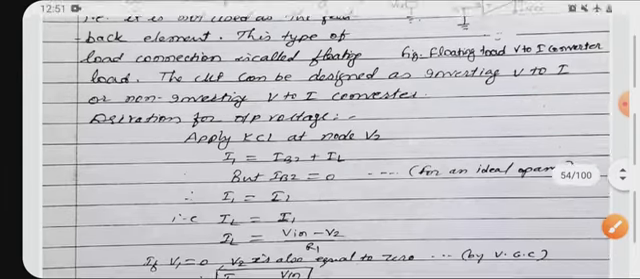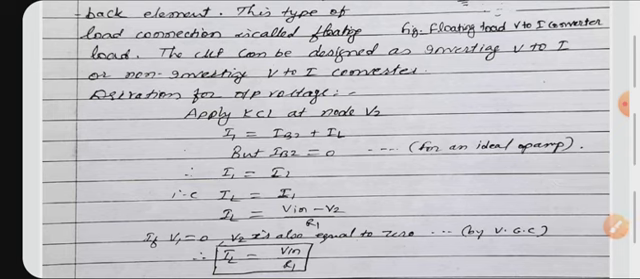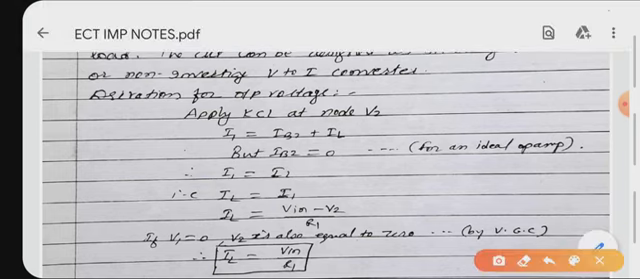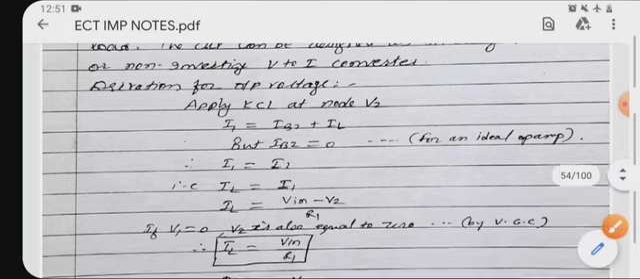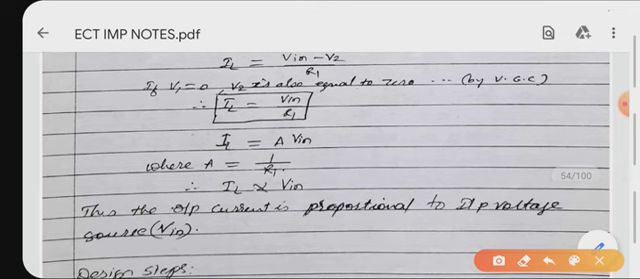So just calculate the formula for load current by following the same procedure. Apply KCL at V2, you will get the current equation, keeping the load current as it is because we want this in the output equation. So converting I1 into the voltage form, V in minus V2 divided by R1. If V1 is equal to 0, V2 is also equal to 0 by the virtual ground concept. And finally you will get the equation IL is equal to V in upon R1. That means V in by R1 is constant, so IL is proportional to V in. Okay.